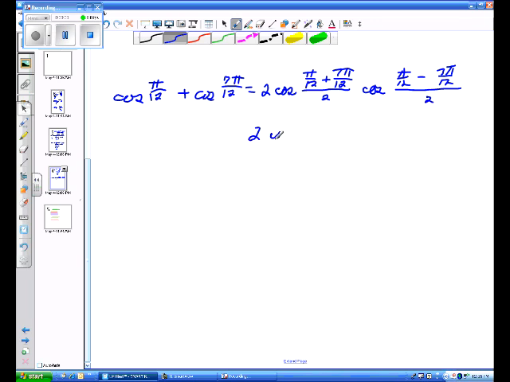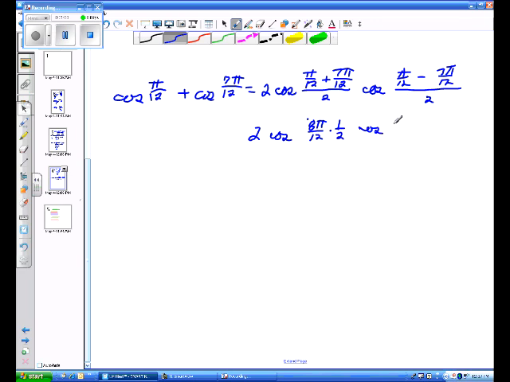Okay, what we have then is the cosine, that's 8 pi over 12, which can reduce, but let's just go ahead and do it this way. 8 pi over 12, then divided by 2 is the same as times 1/2.